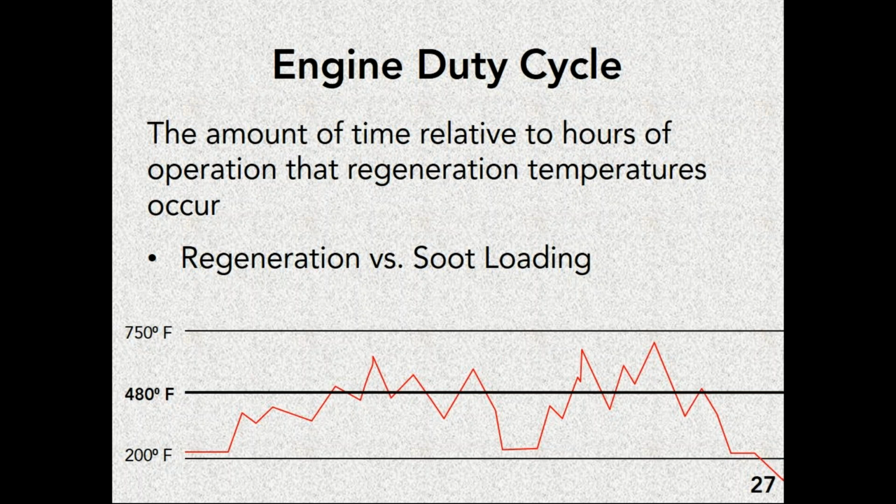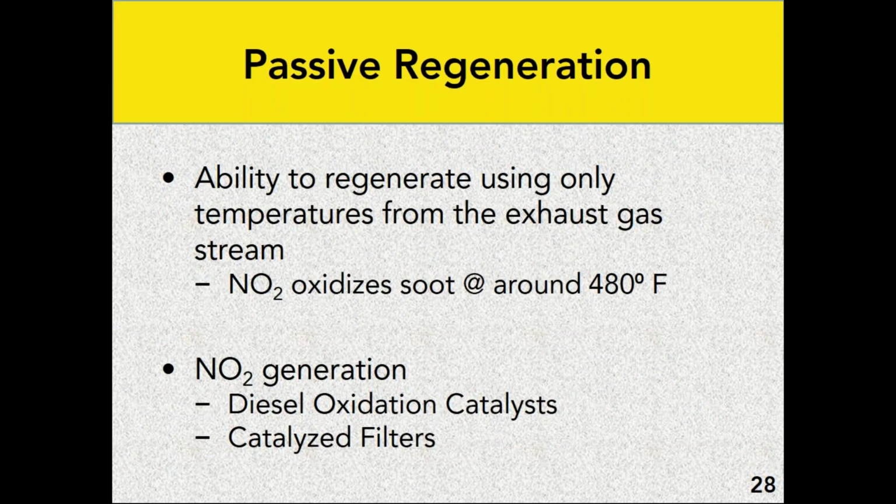As long as we're at or above that 480 number, it is useful and capable of using a passive type regeneration system, because at or above 480, you're burning the soot off as it's being produced or faster than it's being produced. When you're below the 480, you're collecting soot faster than it can be burned off, so you're actually loading the filter. These passive regeneration systems are able to get by just using the exhaust gas stream. The NO2 oxidizes the soot around that 480-degree mark, but the problem is we need to somehow have that NO2 available.